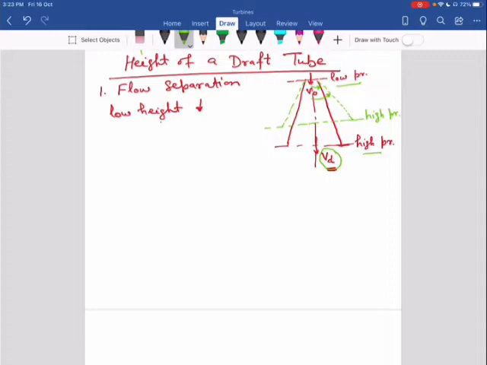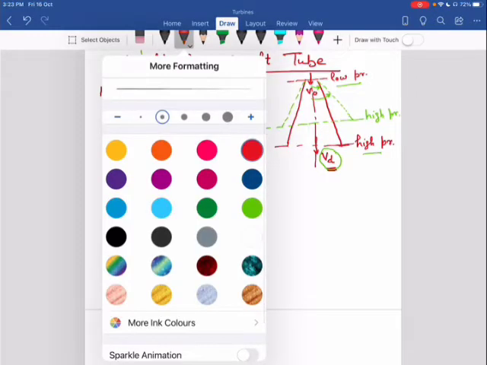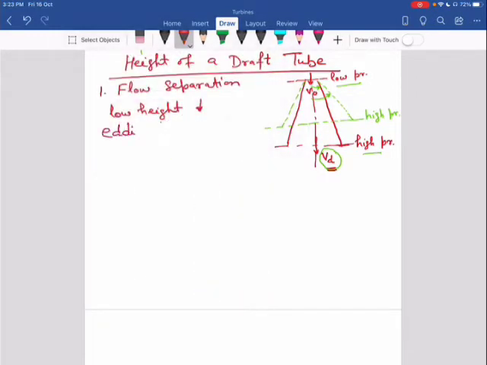Okay, so you can see in this case, as the flow moves towards the outlet, it may happen due to this large angle that flow separates from the sides of the draft tube. Flow separates from the walls of the draft tube. That is called flow separation. Now, due to this flow separation, there is a formation of eddies. Okay, and these eddies lead to energy loss.